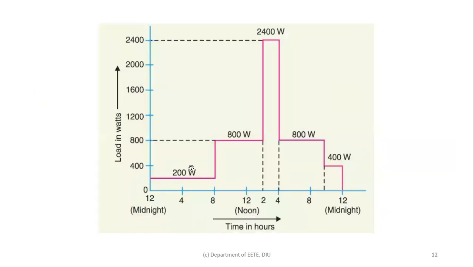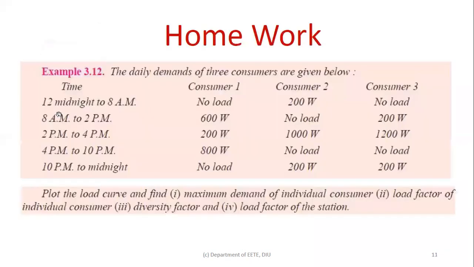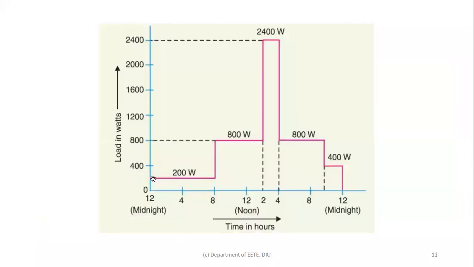From that table, you will just build this load curve. From 12 to 8, that is 200 kilowatt. If you see the previous one, from 12 to 8, that is only 200. That means we have to sum all the consumers. There is no load, only 200. That means from 12 to 8 we have 200.